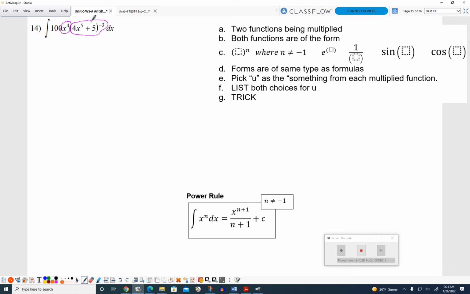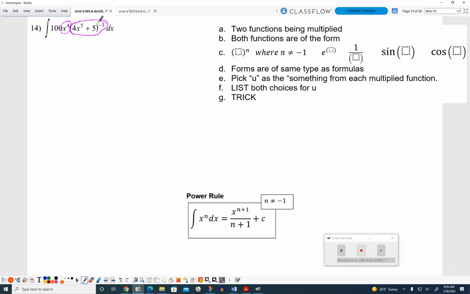In the first case, hands up, what would be the choice of u? For the first, what's the first something? Grace. How many agree? X. 2 points for Grace. Grace, what's the derivative of x? 1. 1 is not the other multiplying function, so that doesn't work. That's not where the chain rule would have created the other multiplying function.